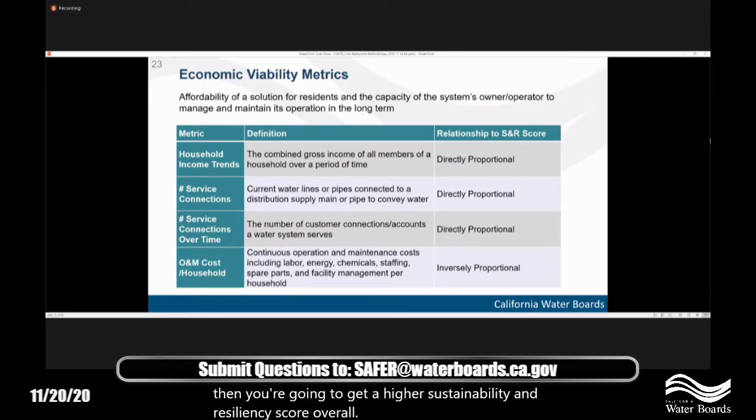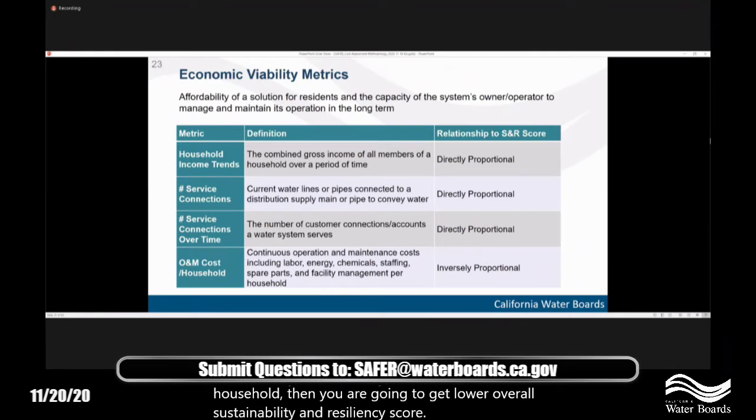Alternatively, operation and maintenance cost per household is inversely proportional to the overall sustainability and resiliency score, since higher operation and maintenance costs per household detract from the ability to afford a potential treatment solution. Again, in simpler terms, if you have higher operation and maintenance costs per household, then you are going to get a lower overall sustainability and resiliency score.